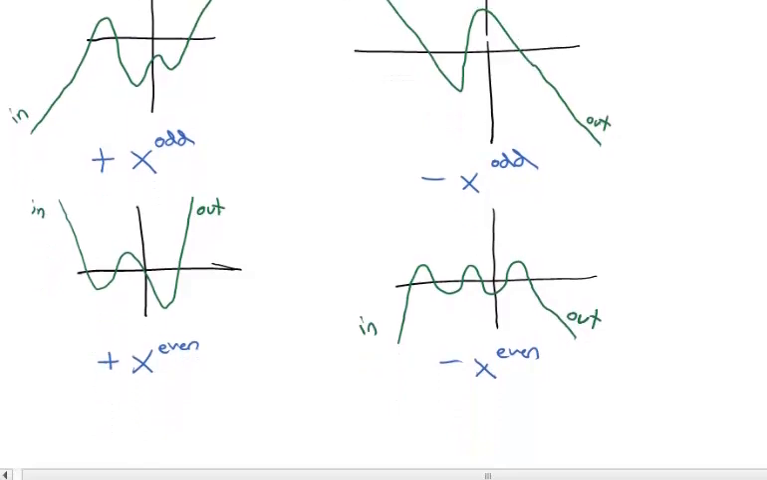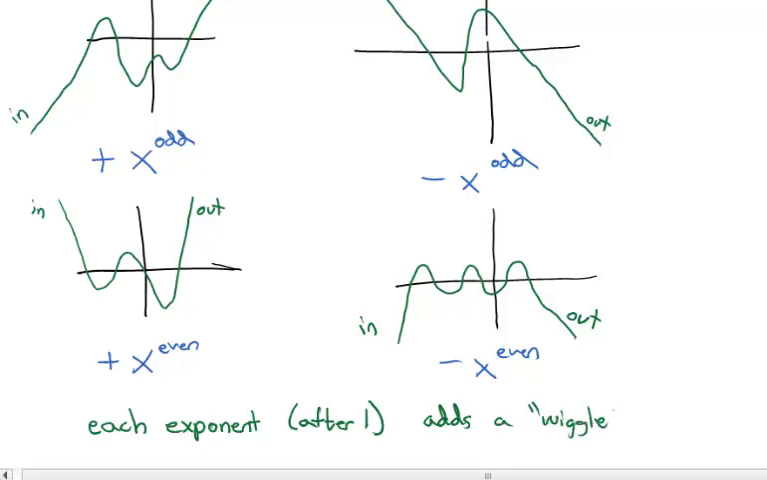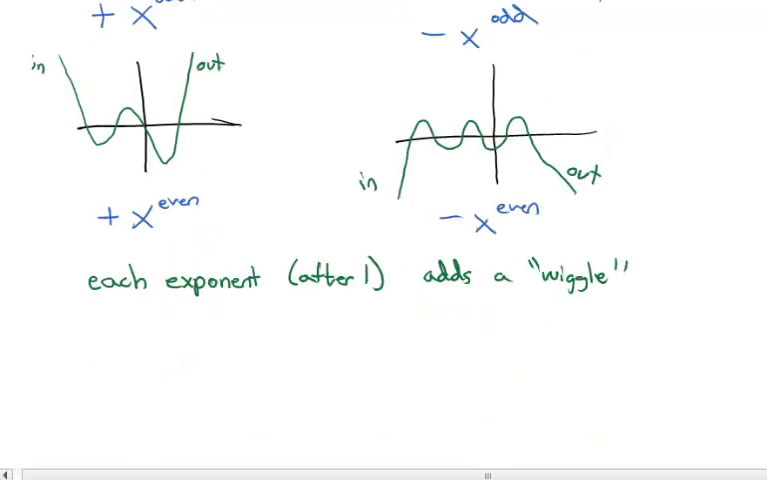What we know is that each exponent after 1 adds a wiggle, if you will. Each exponent changes a direction.